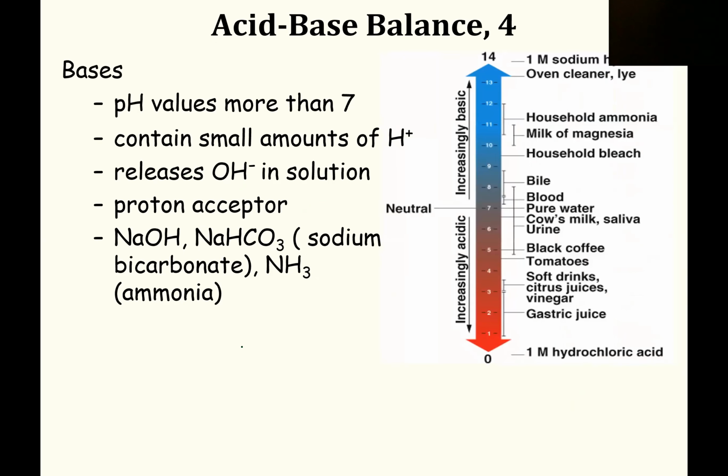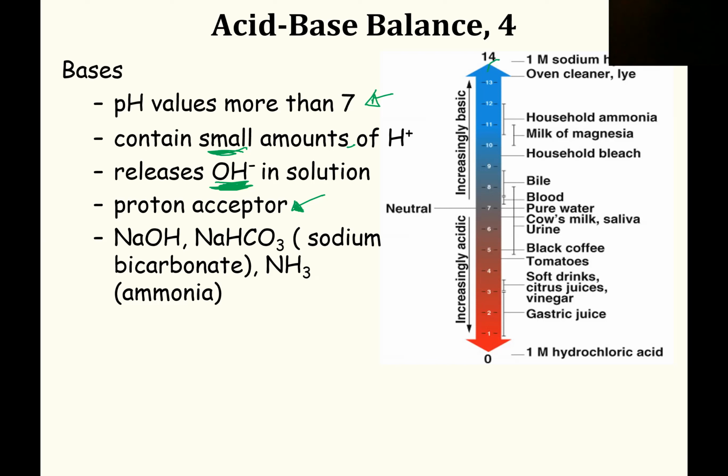Bases have pH values of less than 7, small amounts of hydrogen ions. They release hydroxide ions in solution, and so they're a proton acceptor. They will bond or bind to hydrogen ions.